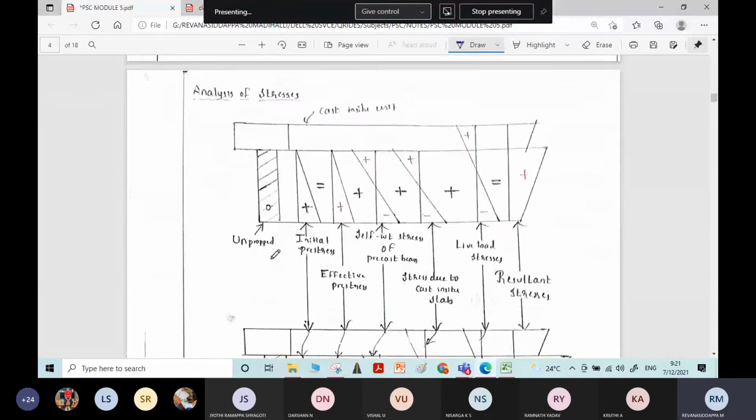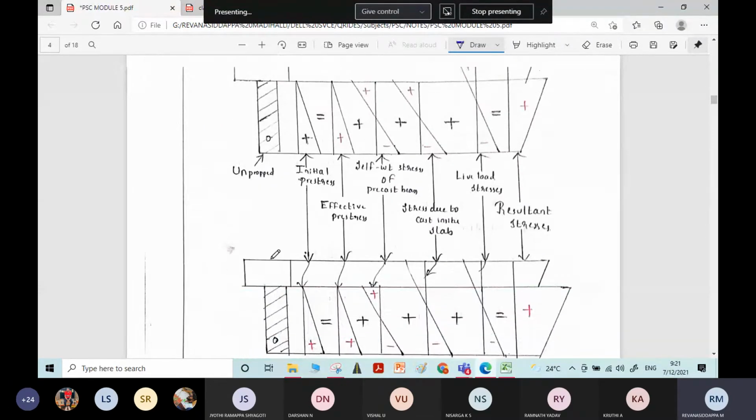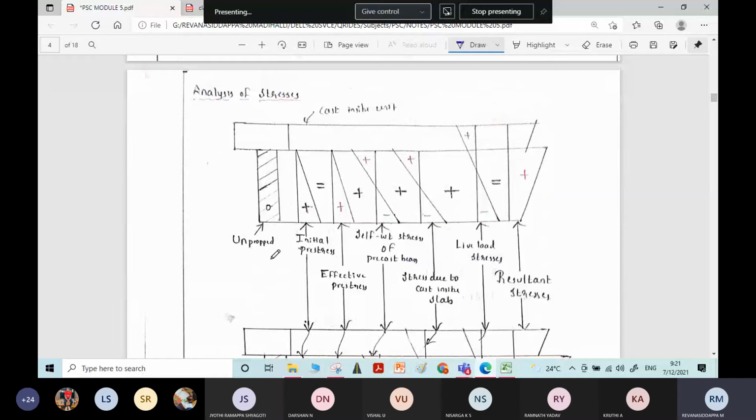Now coming to the analysis of stresses in a composite section. Analysis of stresses in a composite section, and you will be solving problems on analysis of stresses. There are one or two standard problems that if you are able to understand, the same kind of problems will appear in your examination.